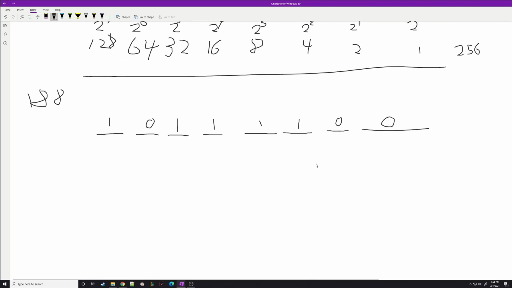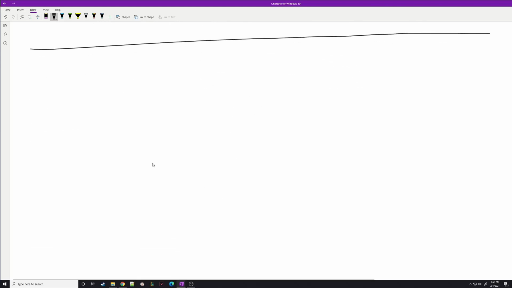So the next thing that we are going to talk about is hexadecimal. And hexadecimal is kind of unique because I like to say it's kind of like the easy, well, I shouldn't say easy, I should say more readable version of binary. So let's talk about hexadecimal now.